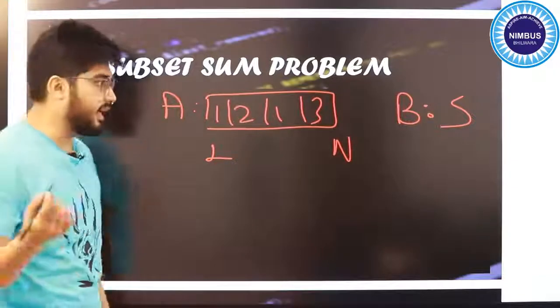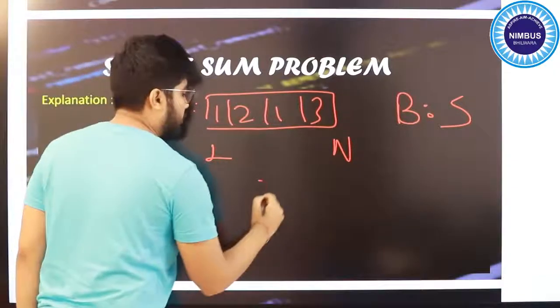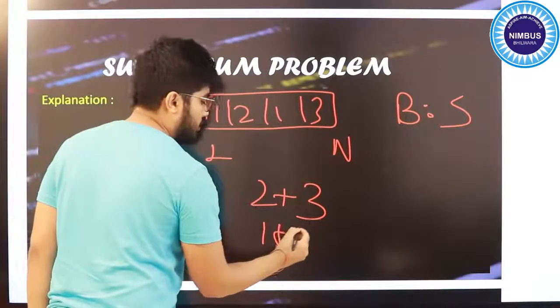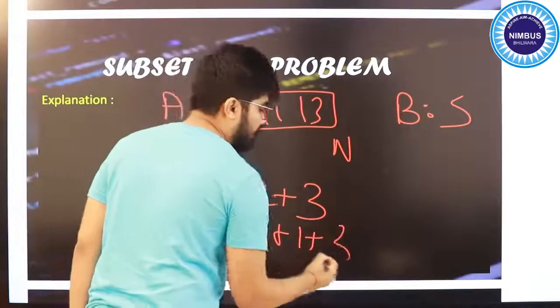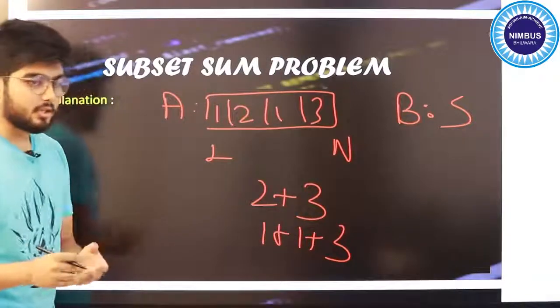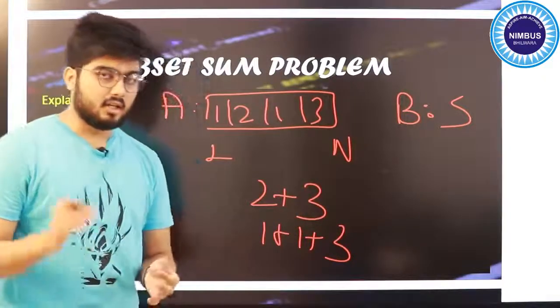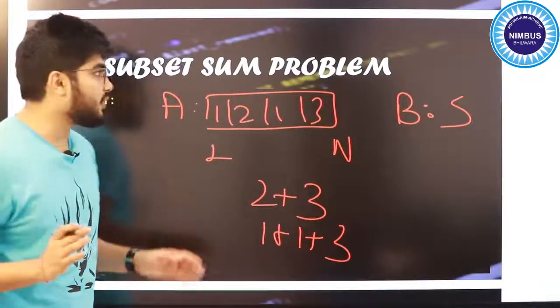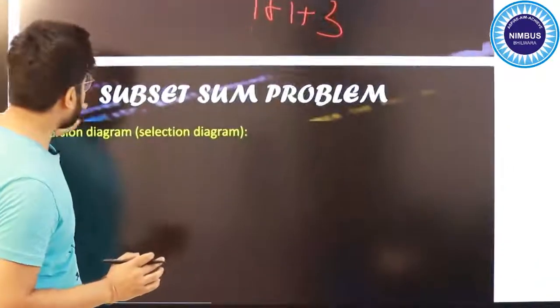5 के equal है? हाँ, definitely है. ये देखो, 2 plus 3 gives you 5. Yes, 1 plus 1 plus 3, this also gives you the answer as 5. So right now you just have to tell whether there exists a subset or not. ठीक है? बहुत simple. आगे बढ़ते हैं.